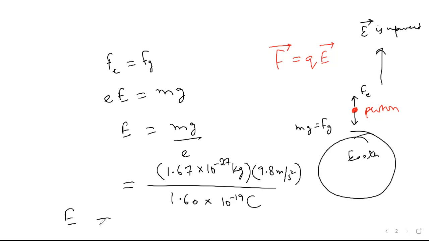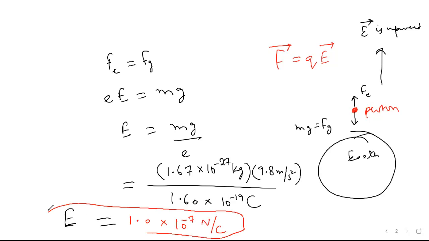So when you do the calculation, you will get 1.0 into 10 raised power minus 7 Newton per coulomb. So this is our answer. If I have a proton and I want its weight to be balanced by an electric field, then the electric field in which I place it should have the magnitude 1 into 10 raised power minus 7 Newton per coulomb, and it should be directed up.